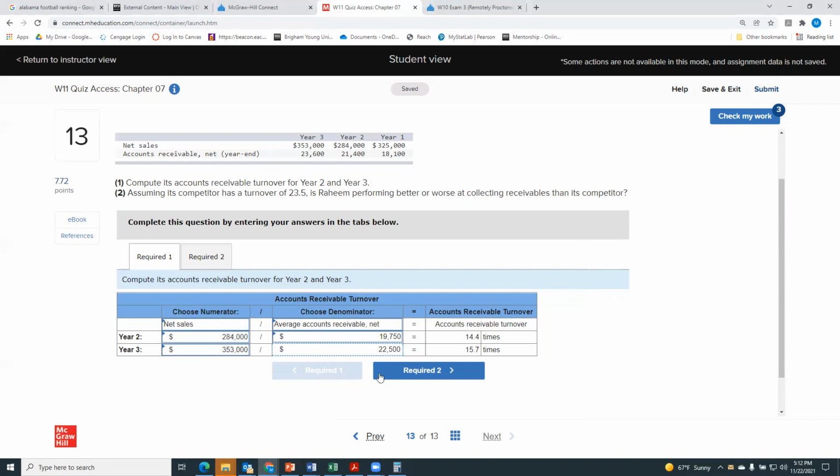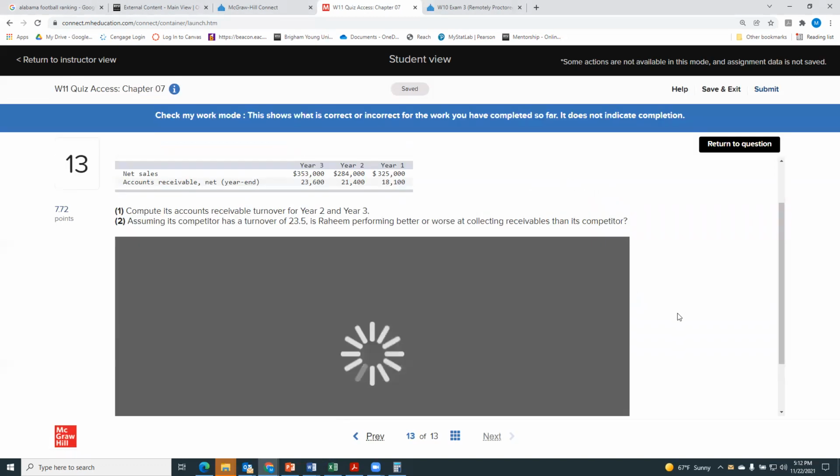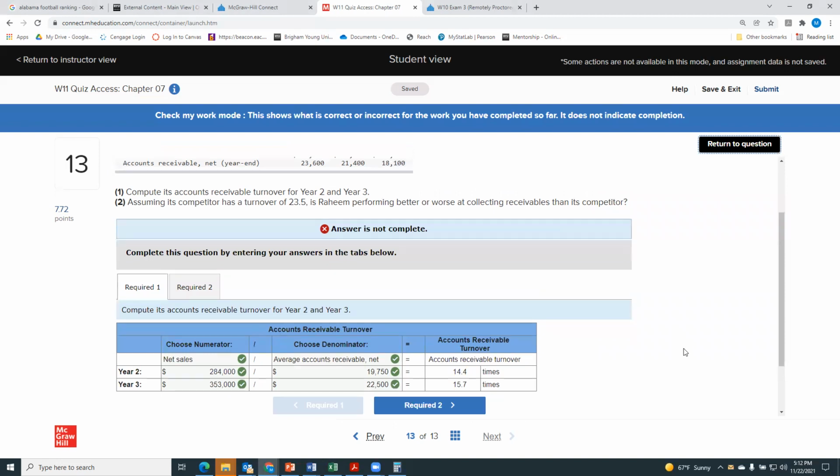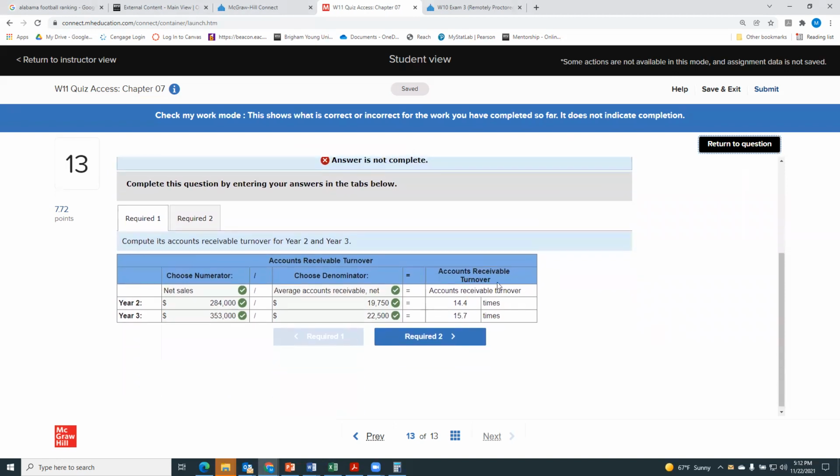So now if we take a look at these, we'll see that our accounts receivable turnover, which is how many times we collect an amount equal to the amount we're owed, is increasing from year 2 to year 3. So let's check our work and make sure we're good. Because our answer is not complete. Oh, because we haven't done part 2 yet.